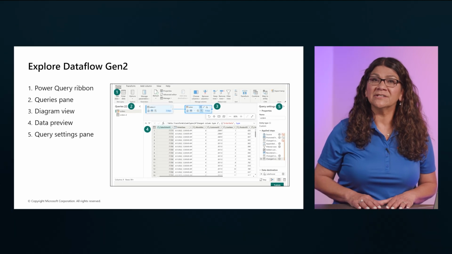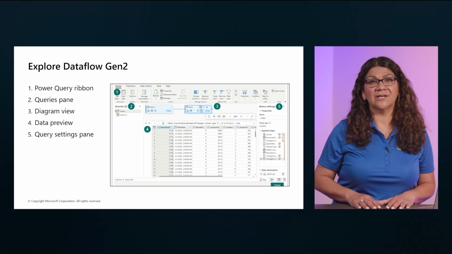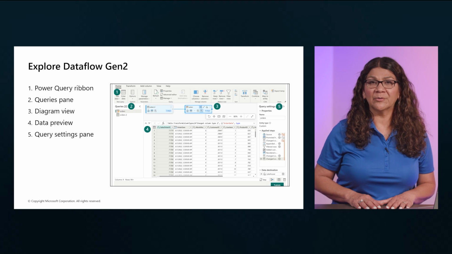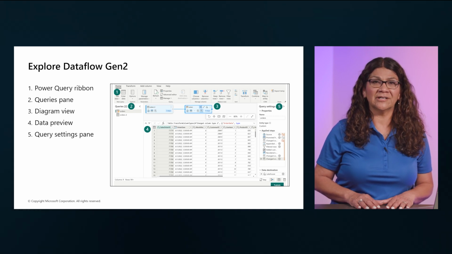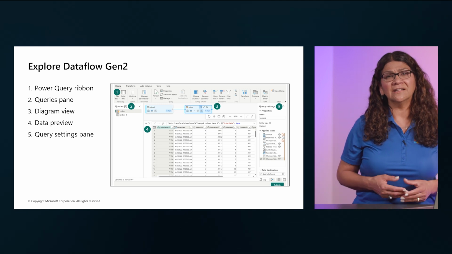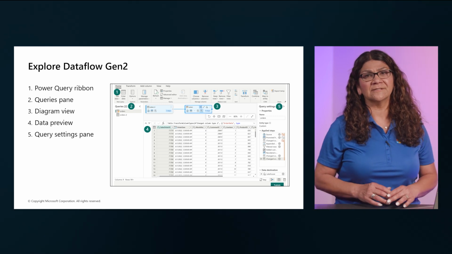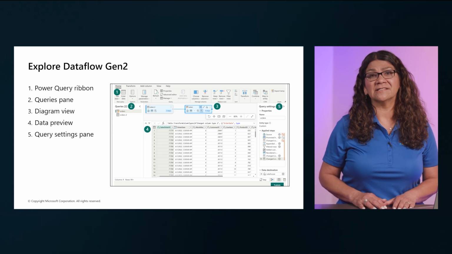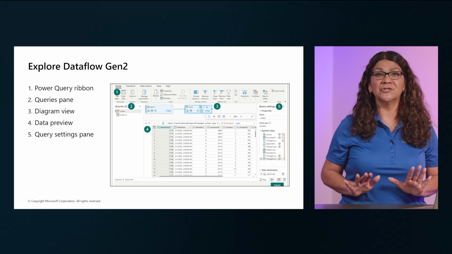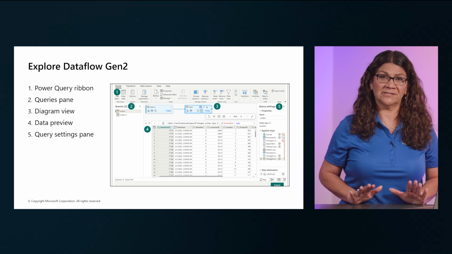Now let's explore DataFlow Gen2. Please note, number 1, Power Query Ribbon. DataFlow Gen2 supports a wide variety of data source connectors. Common sources include cloud and on-premise relational databases like SQL, Excel, or flat files, SharePoint, Salesforce, Spark, Fabric Lakehouses, and more. Then there's numerous data transformations possible.